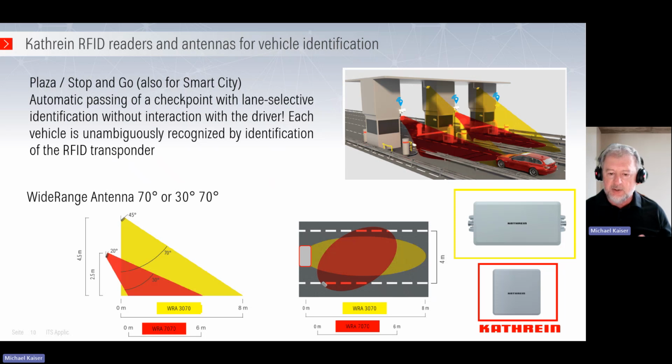You can do it in the lane, where you see the car arrive, or you can do it from the side with a 70-degree antenna. You can also combine them, for example, if you have cars and trucks to cover and you have different zones, and you want to be sure if it's a car or a truck. Then you can use both antennas at the same barrier, at the same entry point.